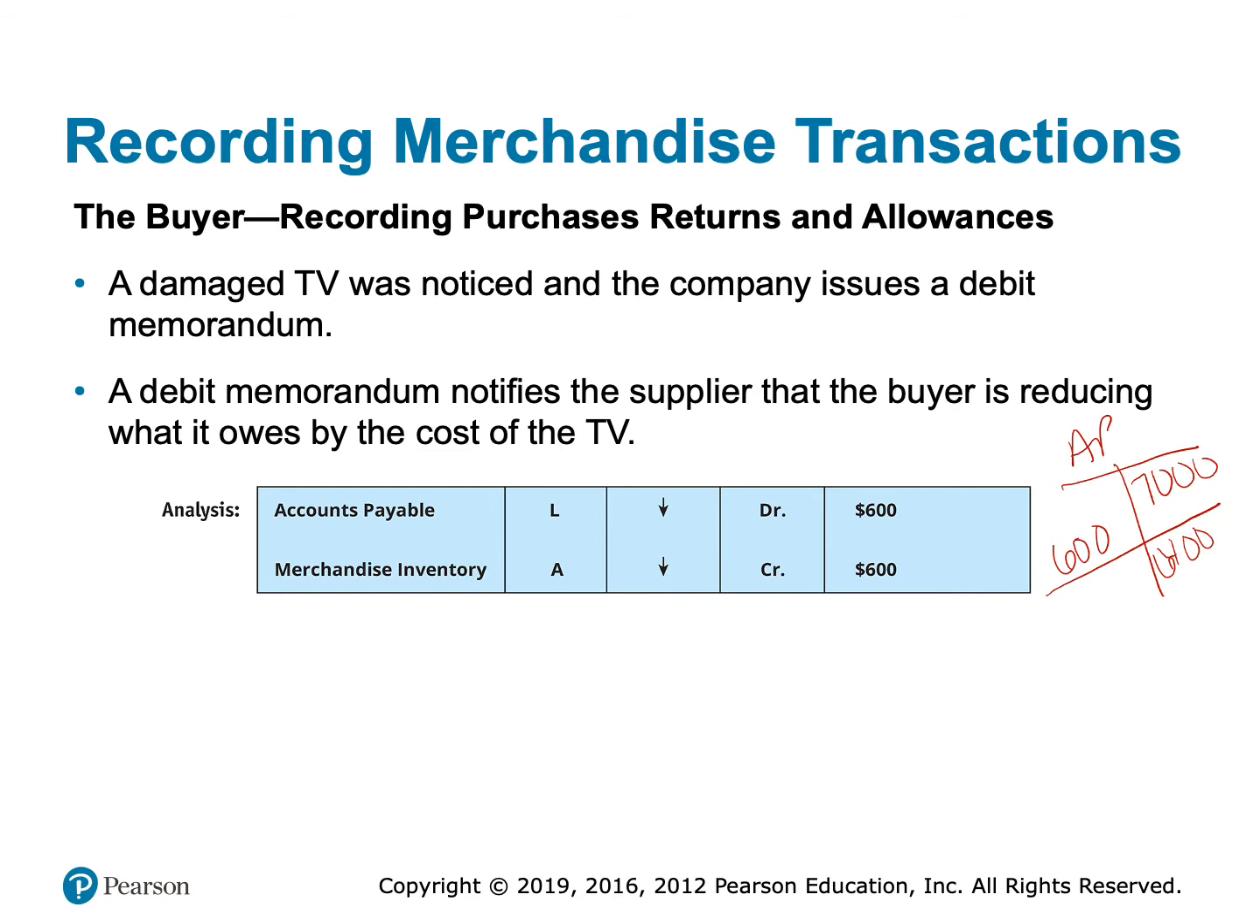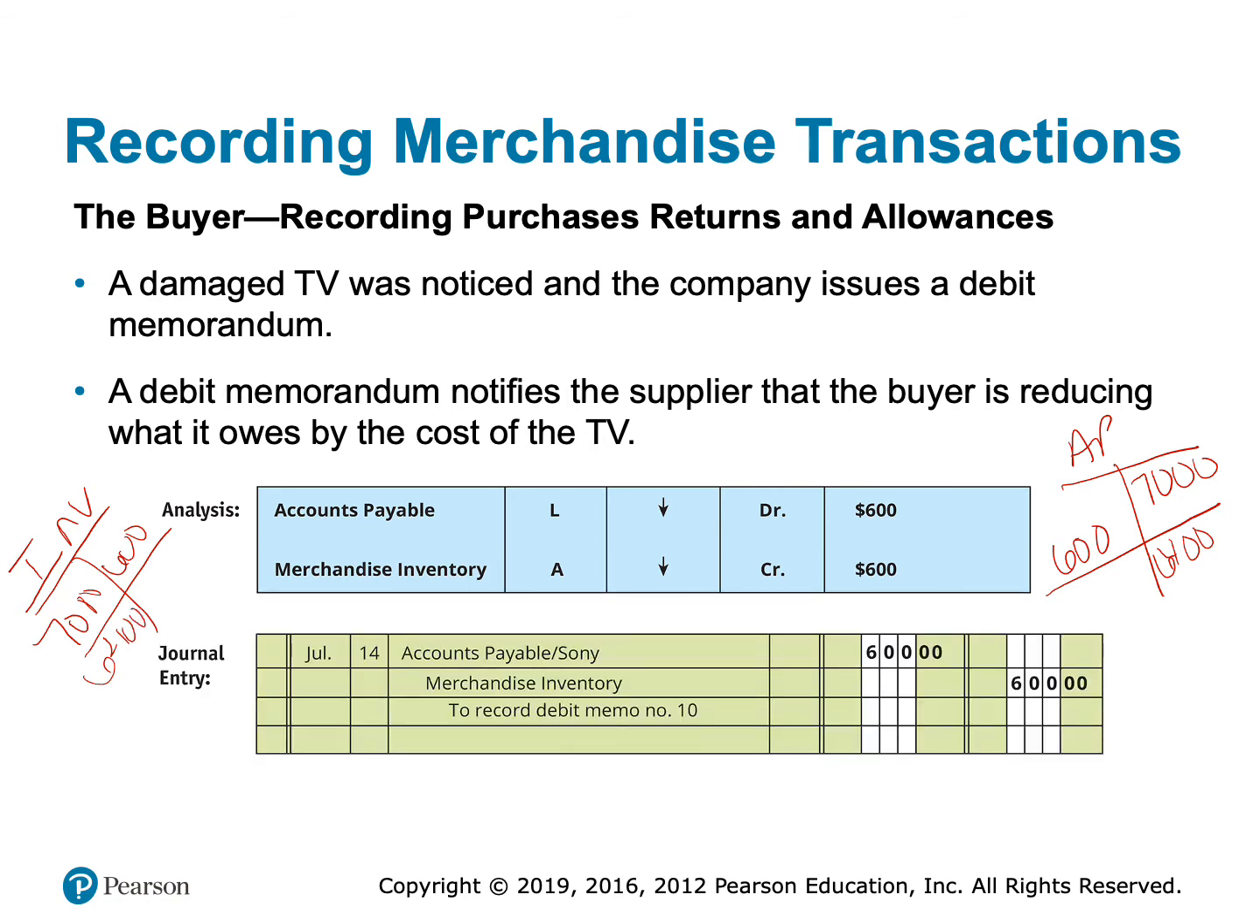And I'm going to credit my inventory account because I returned that inventory. So here again, I have my inventory T account over here that I originally debited for $7,000. Now I'm going to credit it for $600 to say, hey, look, I only have $6,400 worth of TVs now. So my journal entry, when I return something that I bought, this is what we call a purchase return. Purchase return was I'm the buyer and I'm returning something that I bought. I will debit accounts payable and credit inventory.